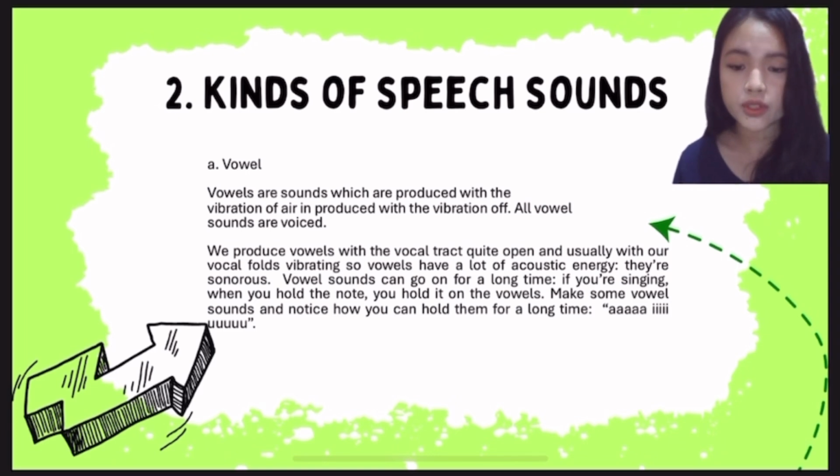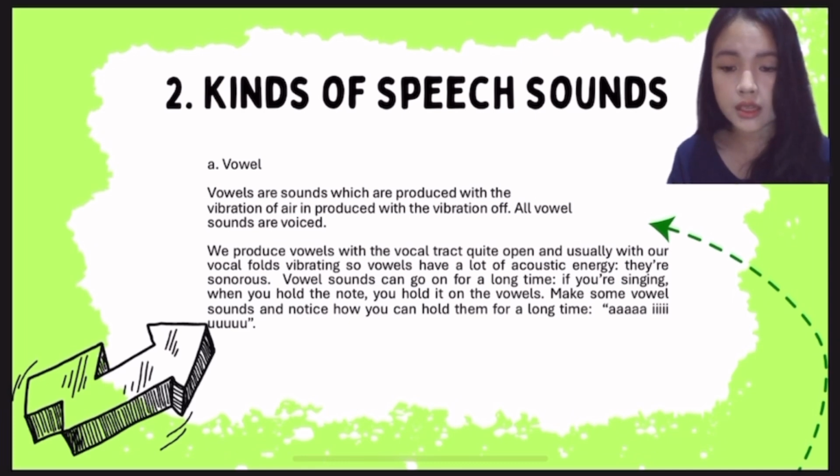Vowels are sounds which are produced with the vibration of air. All vowel sounds are voiced. We produce vowels with the vocal tract quite open and usually with our vocal folds vibrating, so vowels have a lot of acoustic energy, like they are sonorous. Vowel sounds can go on for a long time. If you are singing, when you hold the note, you hold it on the vowels. Make some vowel sounds and notice how you can hold them for a long time.